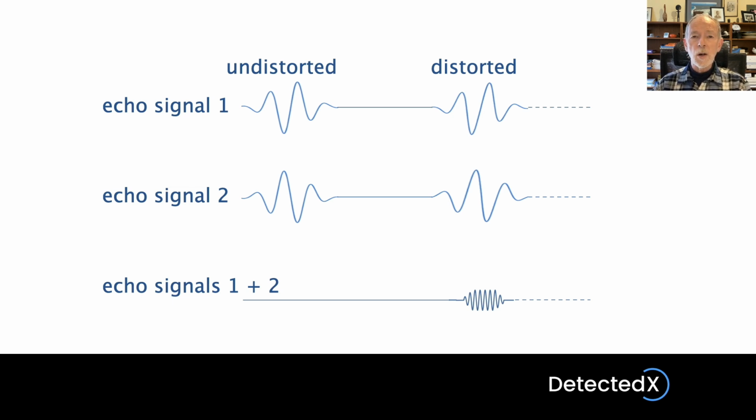Notice, though, that there is a cost. The machine has to transmit and receive twice for each beam position, for each line in the image. So this is going to halve the frame rate.